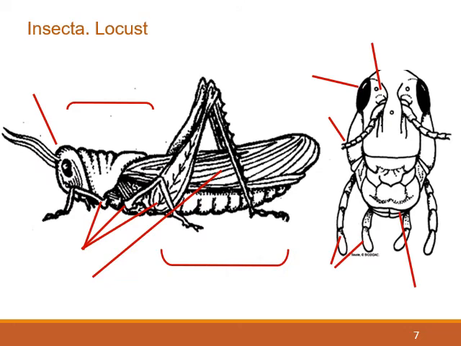So here we have this closer look at this three-part structure of the insect body plan. The example here is a locust.